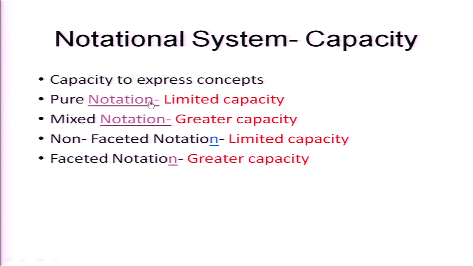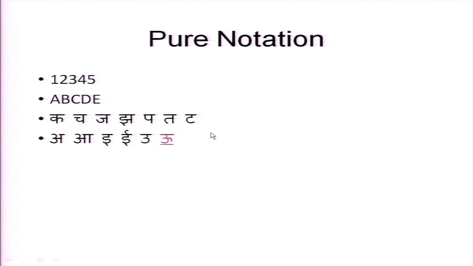Now I give you an example of pure notation. You see here these are different types of pure notations. Here, I have made use of Indo-Arabic numerals. Similarly, the Roman letters and the Devanagari are all examples of different types of pure notation.